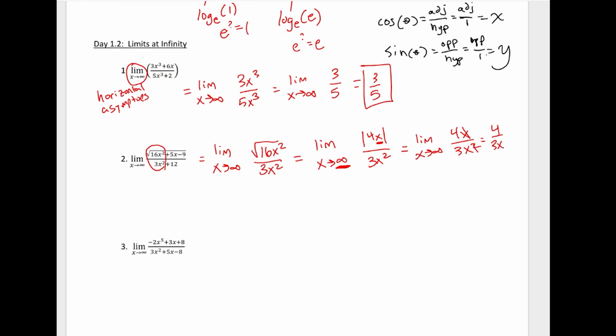And anytime the denominator is going to grow faster than the numerator, we say that the horizontal asymptote is y equals 0. Therefore, this limit is just 0.